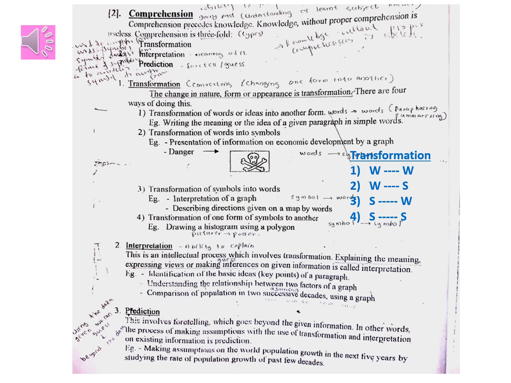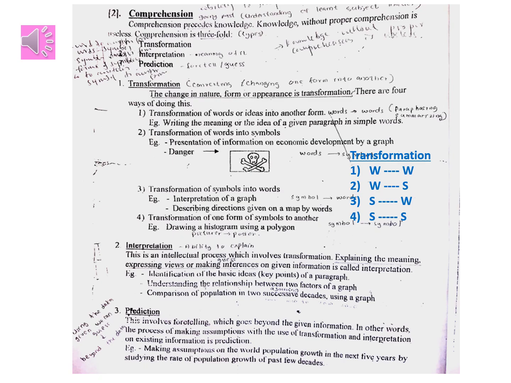Third one, transformation of symbols into words, the other way around. Example, interpretation of a graph. The graph is given, symbol. Then you explain it using words. You can write a paragraph. So symbol to words, transforming. To transform, you have to understand what is given there. Right? That is comprehension.